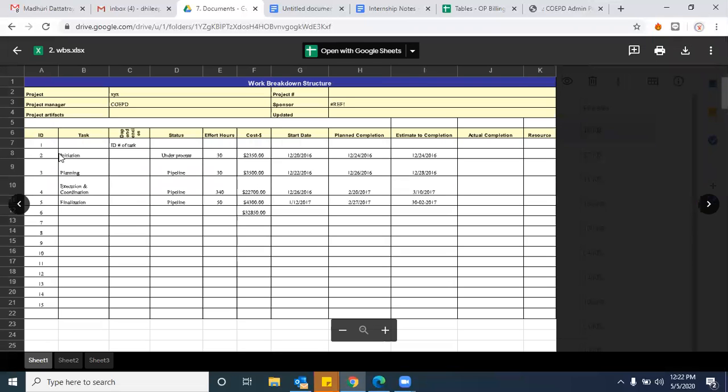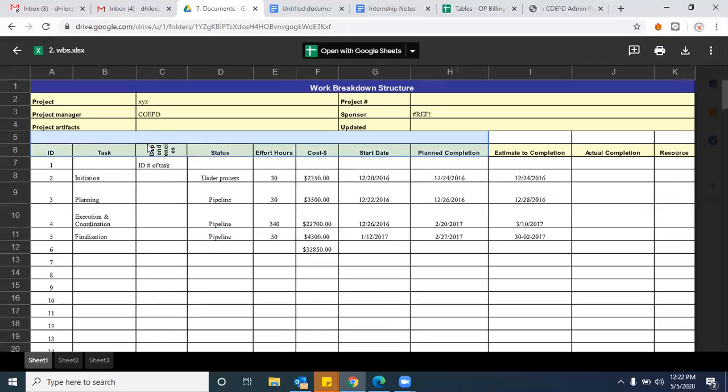That's it. See, initiation, planning, execution and coordination, finalization, right? Okay. Guys, you are clear on this? Yes. Okay, see here on the top we mentioned this project name, okay, and the project manager. Who is the project manager?